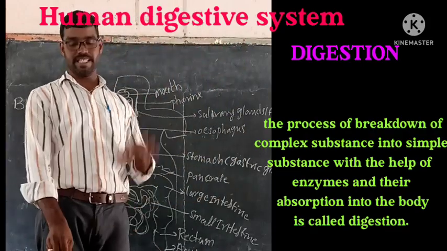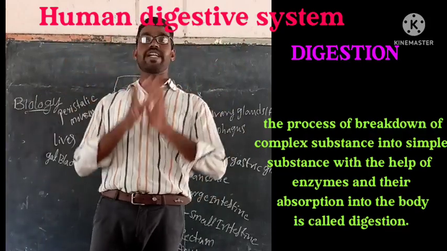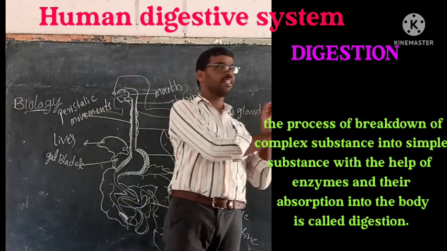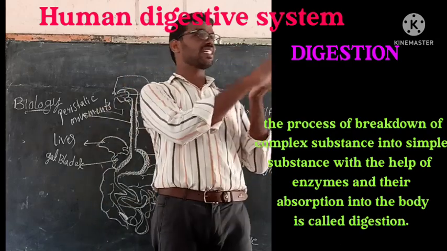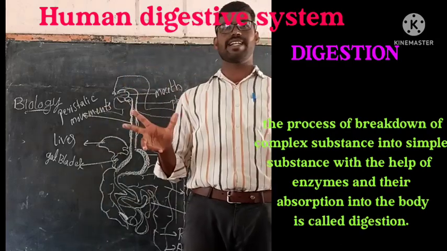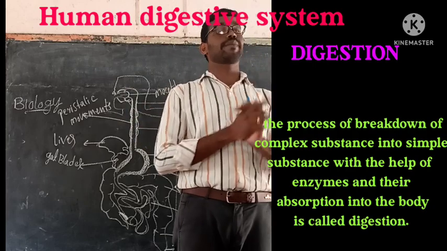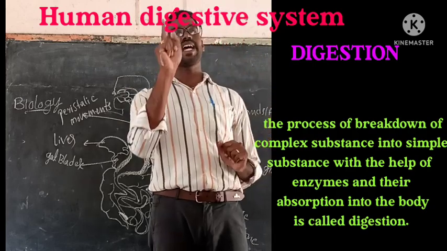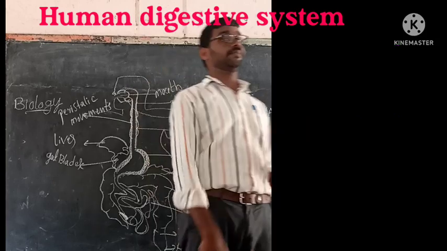What we are eating, in that food we have different kinds of components. Carbohydrates are there, proteins are there, fats, vitamins, minerals, etc. These items are digested by the enzymes. Already I said about one enzyme. What is that?